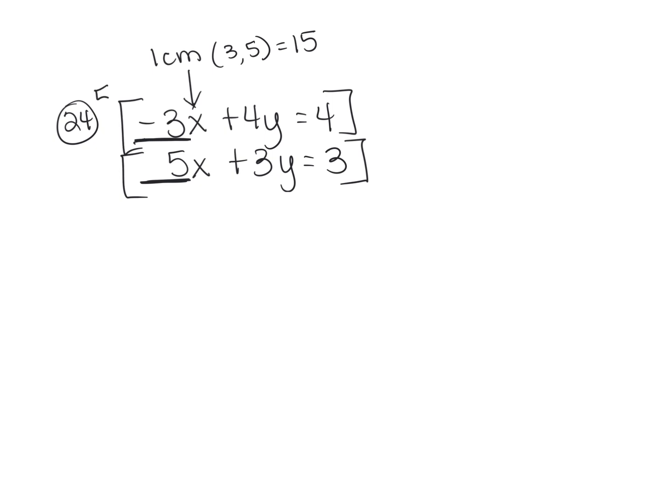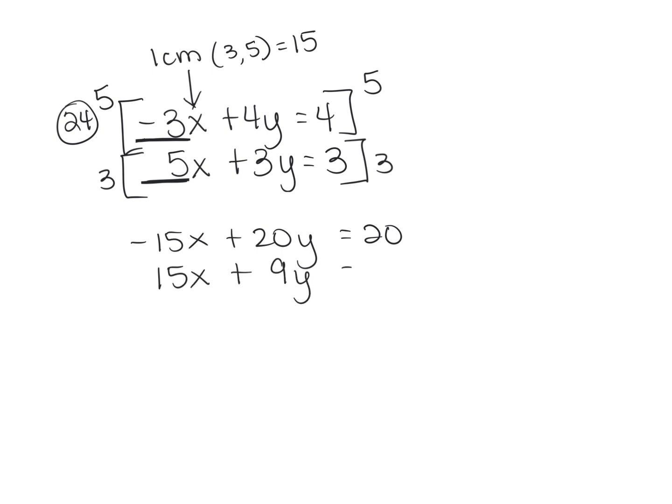So I'm going to multiply that whole line across by 5. And in the bottom, I need a +15. So I'm going to multiply that entire line by 3. So I have -15x plus 20y is equal to 20. And I have +15x plus 9y is equal to 9. And when I go to my next step and add these, my x's have to cancel out, and ours do.